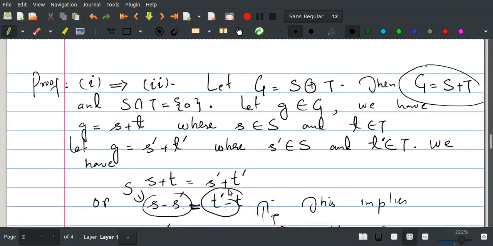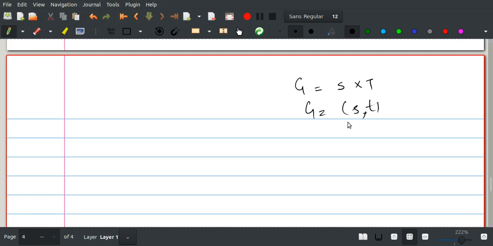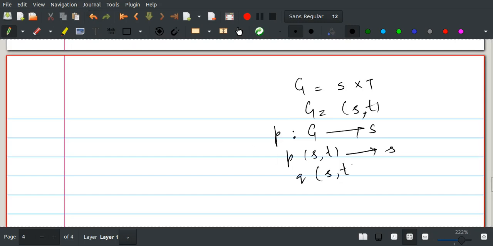these two conditions. Now I want you to make it clear that a projection, say G is, suppose, direct sum of S plus T, or let us suppose G is S cross T, i.e. G contains elements of the form S and T. Now projection of G onto S is nothing but it takes an element of G which is of the form S and T and maps this element on the first component S. Similarly, projection of G onto T, let us denote by Q. So it maps this element to the second component. Now this is what we call a projection.